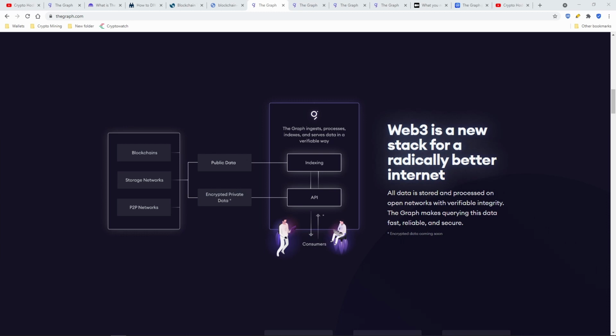If you would compare GRT to something like Chainlink, Chainlink grabs information from the real world and brings it into the blockchain. The Graph does the opposite. It grabs the information from the blockchain and pulls it into the real world to give you the information. So that gives you a little bit more information.